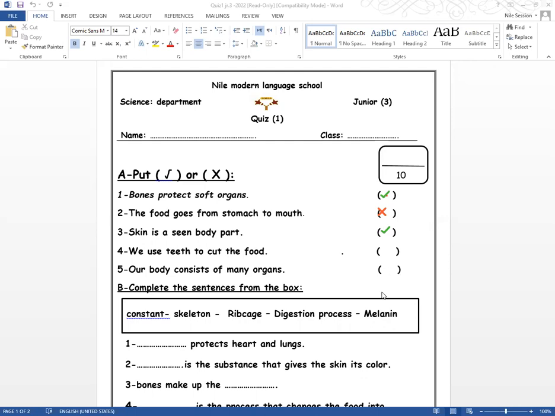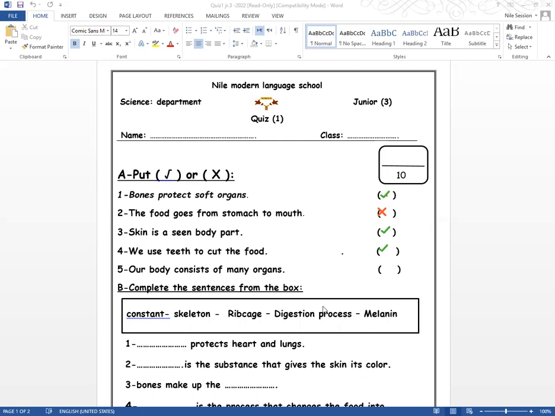Number 4, we use teeth to cut the food. We said before, inside our mouth, we have teeth, tongue, and salivary gland. Teeth to cut the food, tongue to taste the food, and salivary gland that produces saliva. This saliva breaks down the food. So we use teeth to cut the food, so it's right.